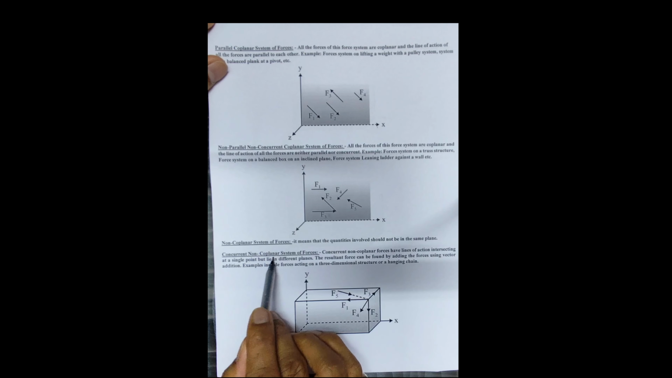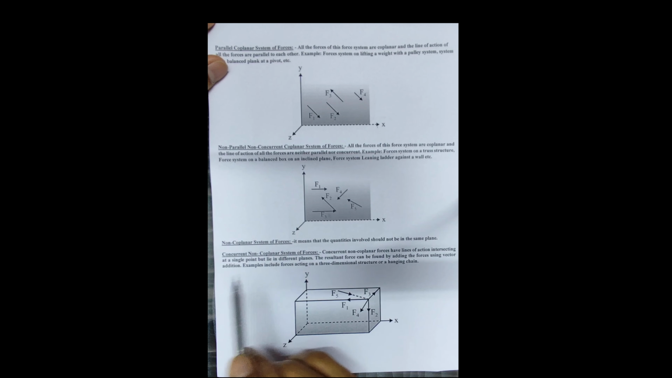Now come to the concurrent non-coplanar force system. That means all forces lie in different planes. Some forces lie in the xy plane, some forces lie in the zx plane, some forces lie in the yz plane. Suppose from this picture, F1 lies along a line of action, F2 and F4 lie in the zx plane, but F5 in the yx plane. So all forces do not pass in a single plane, but the line of action passes through a single point. That means at the corner of the body, every force is concurrent, but the forces lie on different planes. That's why it's called a concurrent non-coplanar force system.